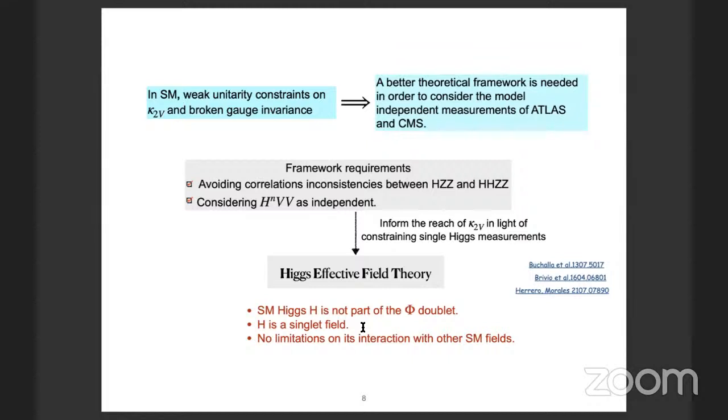What our framework requires is two conditions: that we don't want any correlation inconsistencies like we saw in the standard model between the HZZ and HHZZ couplings. And we want the interactions of the Higgs with the gauge bosons to be completely independent, free, so that we can find the constraints on HHVV couplings in the light of HVV interactions, or in the light of single Higgs data.